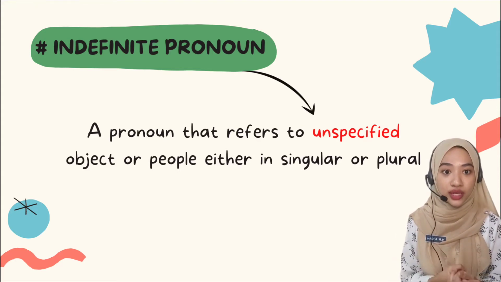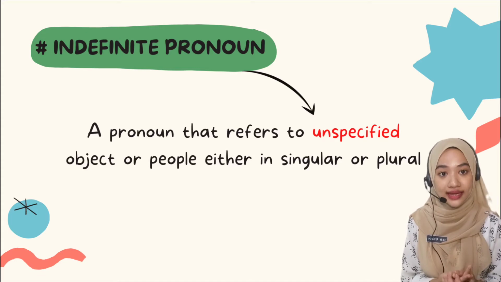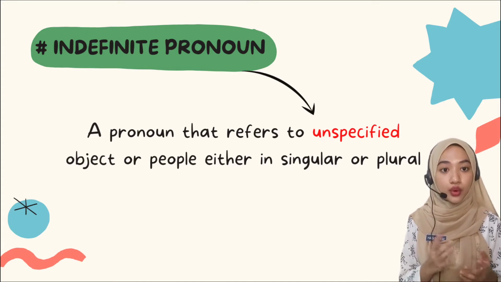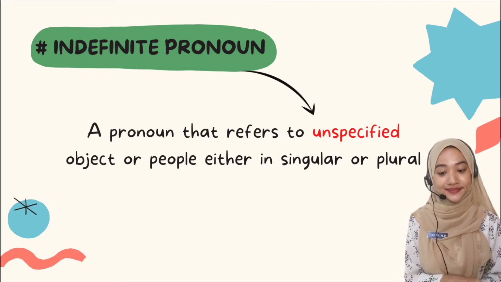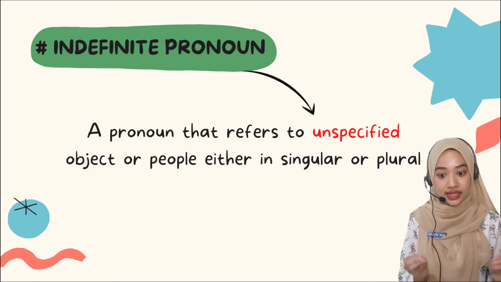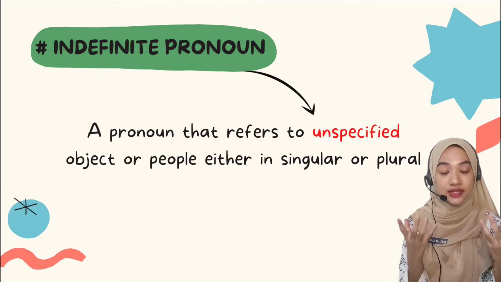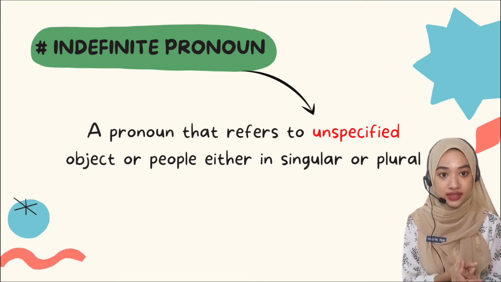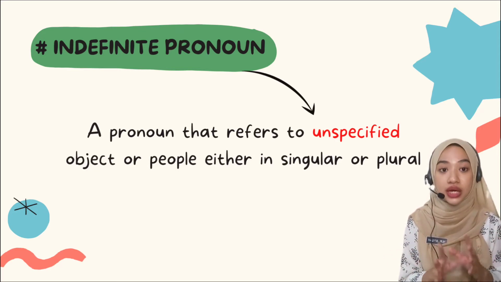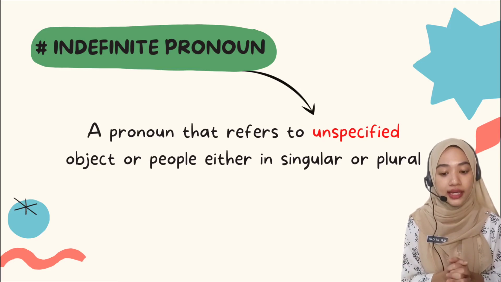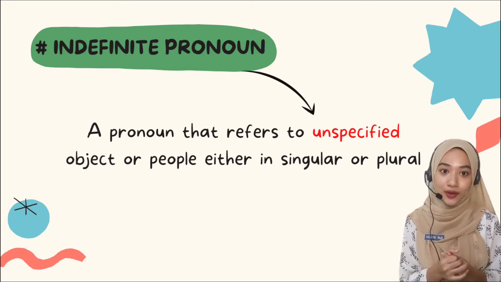Either 2, 3, 4, 5, 6, or even thousands and millions, as long as it is more than one, plural, okay? More than one. Singular is one, plural is more than one. Alright, let's take a look at the definition again. A pronoun that refers to unspecified object. Unspecified means tidak specific. So we don't know exactly what the person or the people or the object is. Okay, kita tak tahu. Dia secara general, secara umum sahaja ayat tu digunakan. Okay, let's look at the example sentences to help you understand more about this topic.